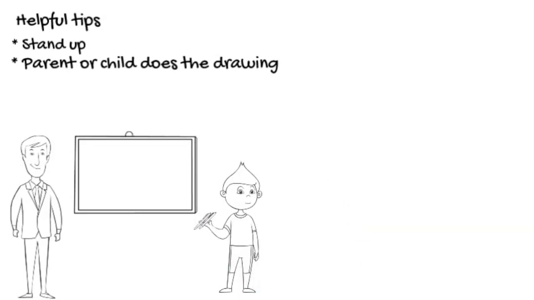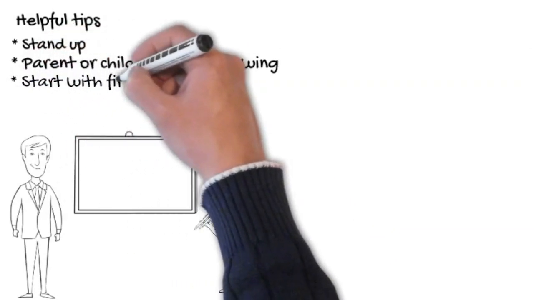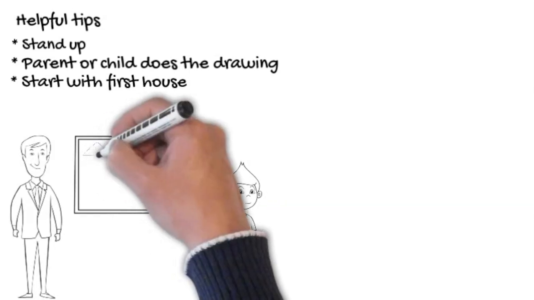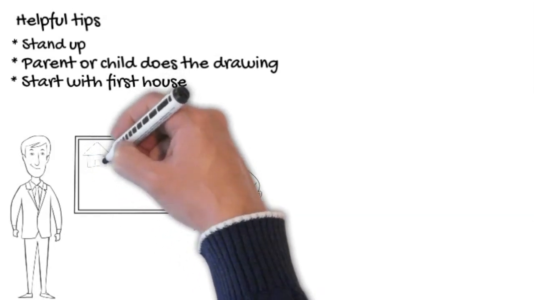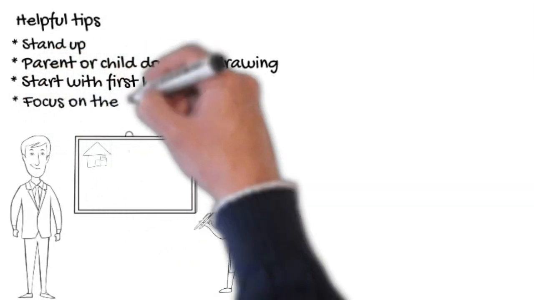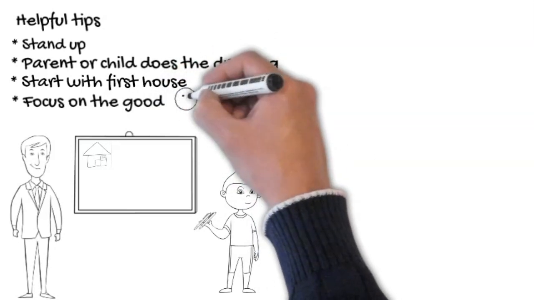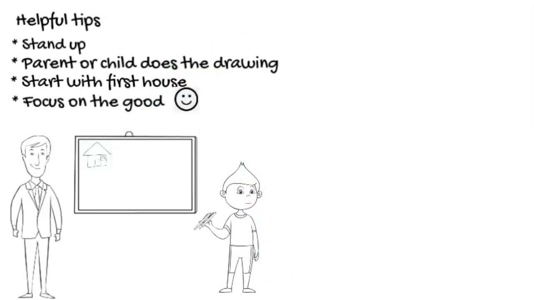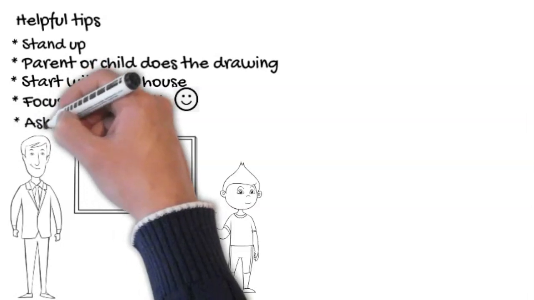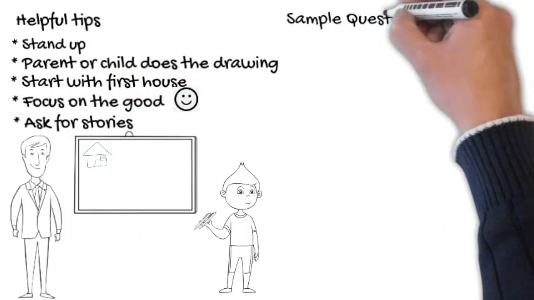Start with drawing the first house they remember living in. Find the person's network from that time and build it from there. Focus on the positive and good things in that person's life. After all, we are looking for their support network. Ask for stories.